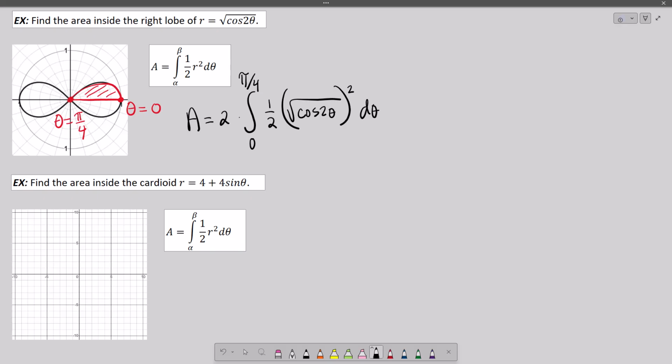The 2 and the 1/2 cancel. That's nice. And on the inside, the square and the square root cancel. That's nice. So it all boils down to that fairly simple integral. We'll find the area of the right side. Integral of cosine is sine of the same angle. Then we do our RCR, divide by 2, and then we have our limits of integration. So sine 2 theta over 2. If you plug in 0, you get 0.